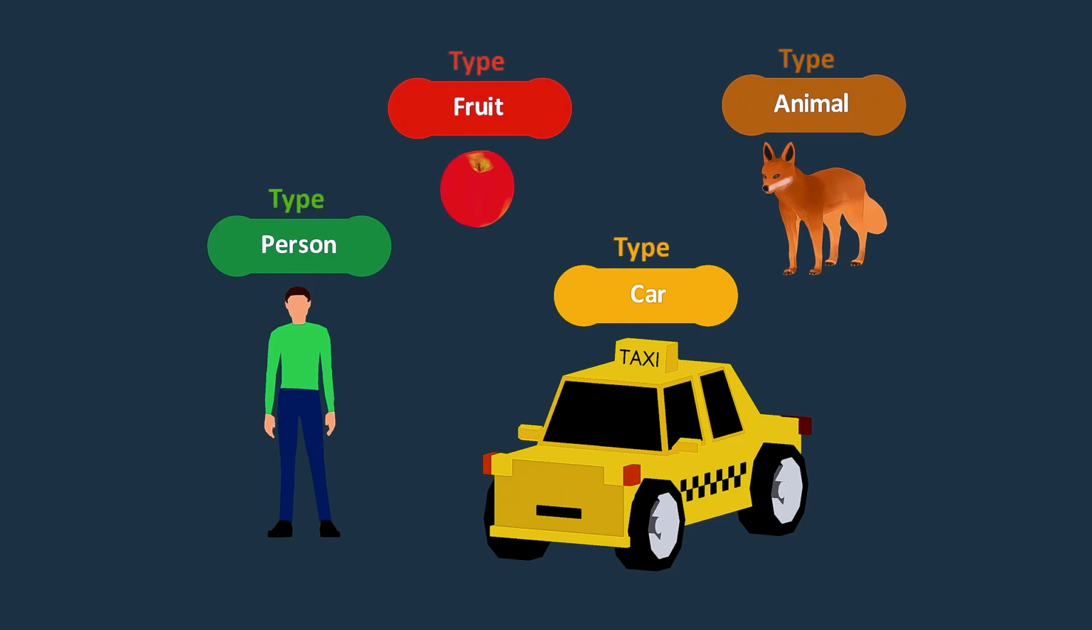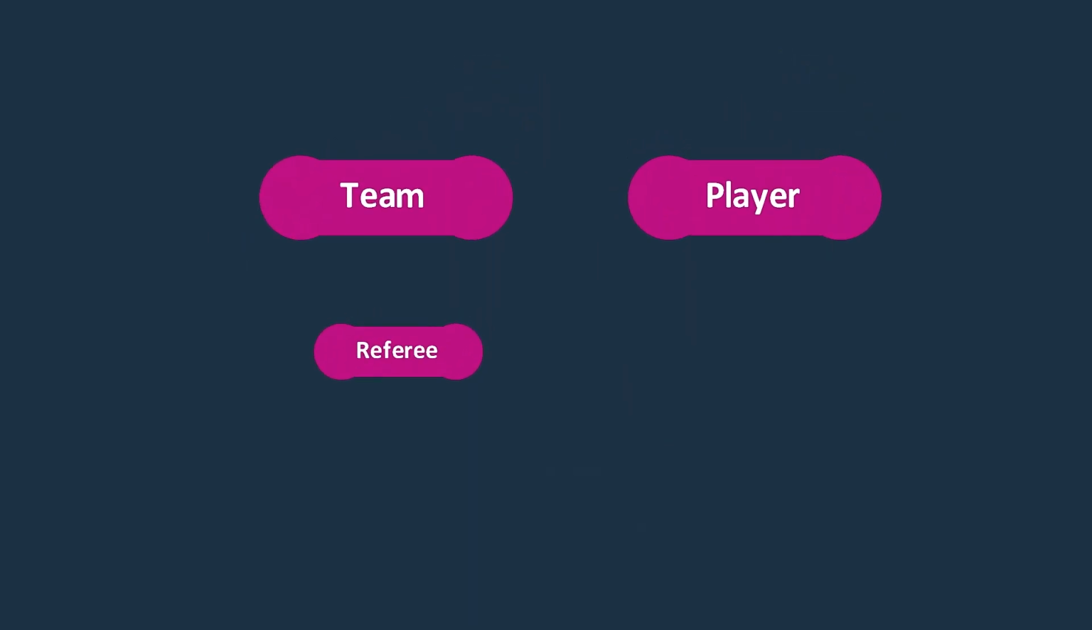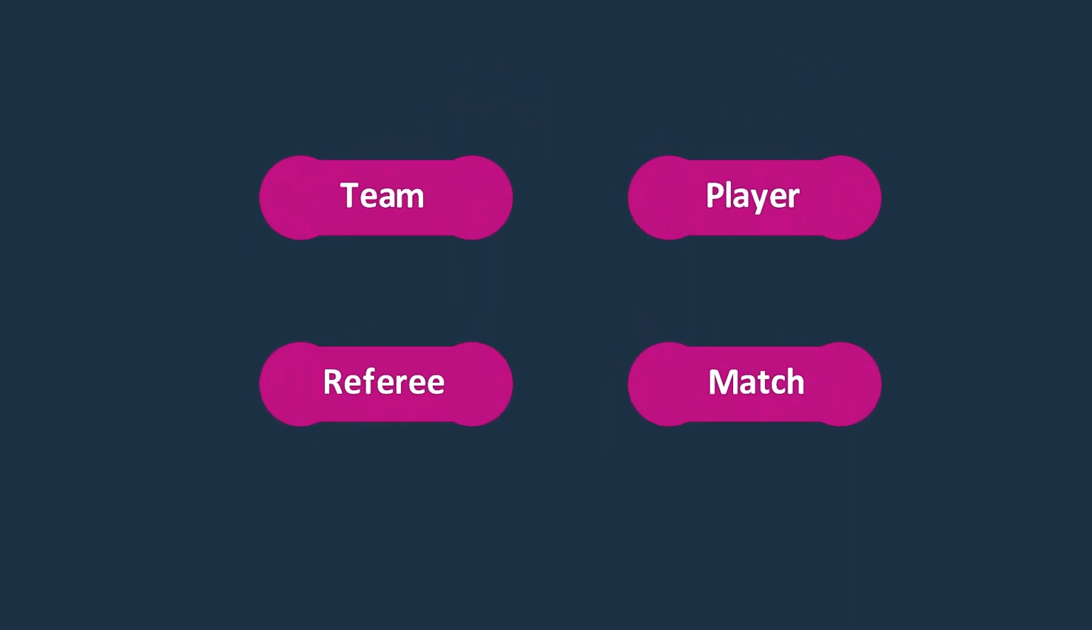In all real-world C# applications, we need to define different custom types. For example, let's say we're going to create an application that stores information about a football league. Let's imagine that after reviewing the application requirements, we have concluded that we need to collect and store information about teams, players, referees, and matches.